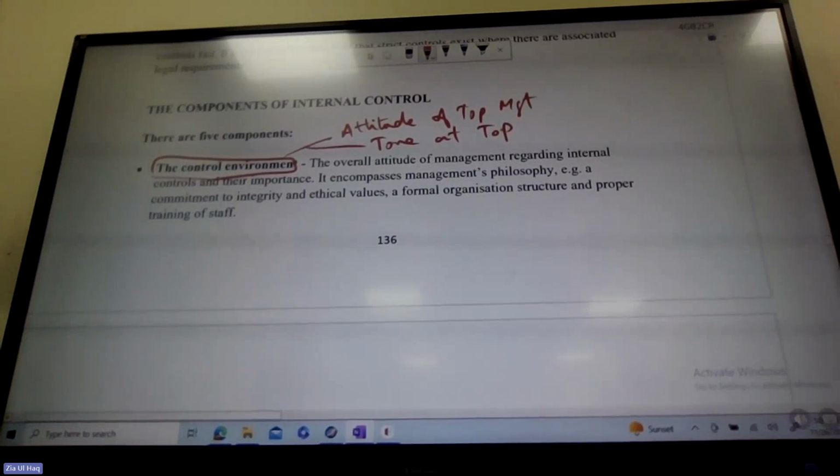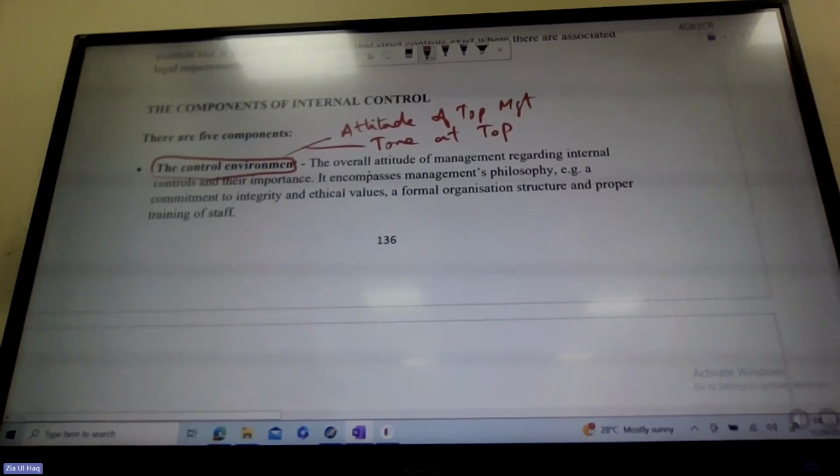If they are corrupt, they don't care about right and wrong, nobody else in the organization will care about right and wrong. If they are honest, they care about others, they consider right and wrong properly, everybody else will focus on right and wrong, meaning you will have a good culture in the organization. So this is the first element of internal control system. Top level management have to show positive attitude regarding policies, procedures, and rules. They should obey the rules first. They should lead by example.